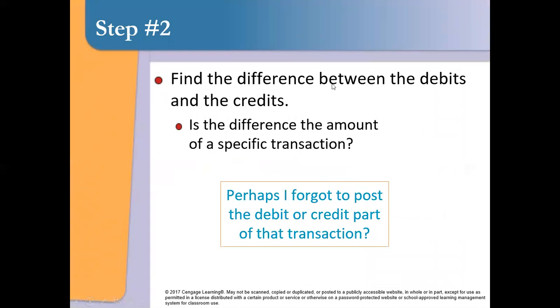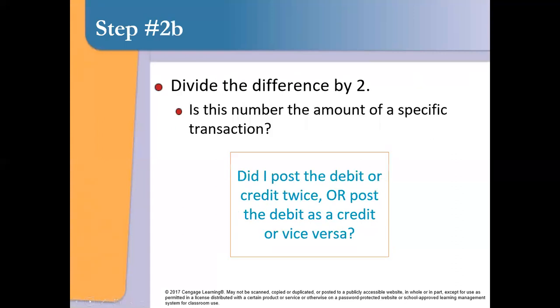We'll find the difference. What is the difference between the debits and the credits? Is it off by 100? Is it off by 200? Why are they different? And you can divide the difference by 2. Is this number the amount of a specific transaction? In other words, did we double it? Maybe we did something twice, and we should not have.